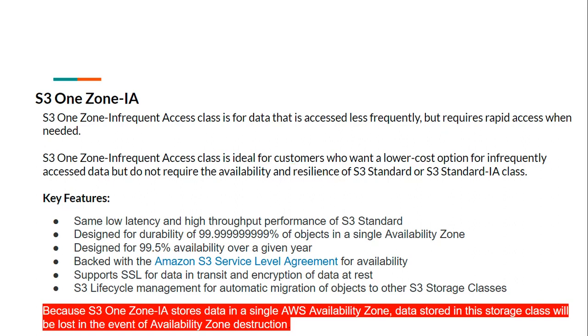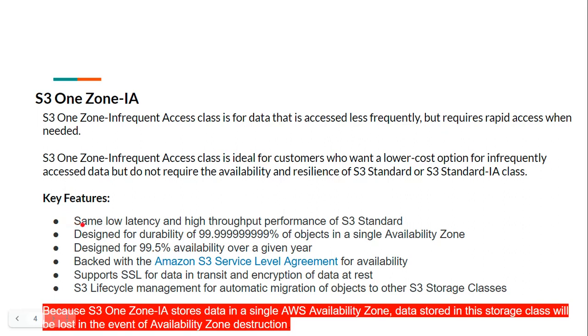Access class. S3 One-Zone Infrequent Access class is ideal for customers who want a lower cost option for infrequently accessed data but do not require the availability and resilience of S3 Standard or S3 Standard Infrequent Access class. It is a good choice for storing secondary backup copies of on-premises data or easily recreatable data. Let's have a look at the key features of S3 One-Zone Infrequent Access class.